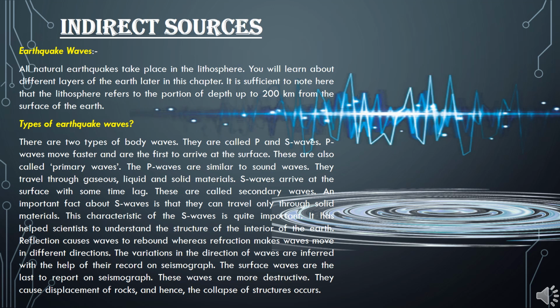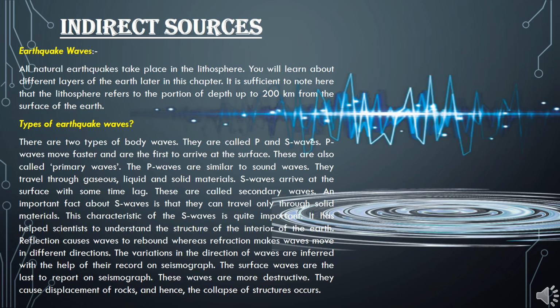S waves arrive at the surface with some time lag. These are called secondary waves. An important fact about S waves is that they can travel only through solid materials. This characteristic of the S waves is quite important. It has helped scientists to understand the structure of the interior of the Earth.